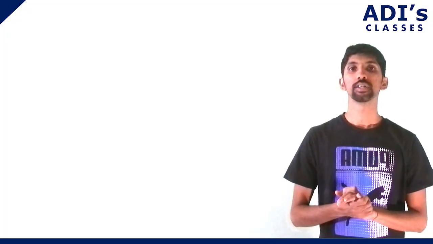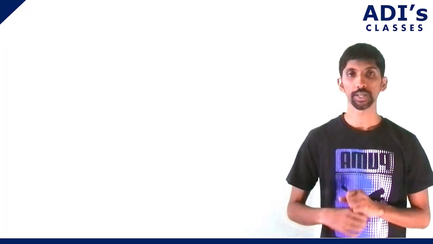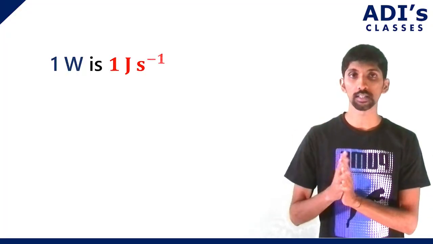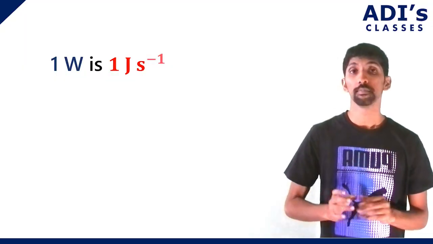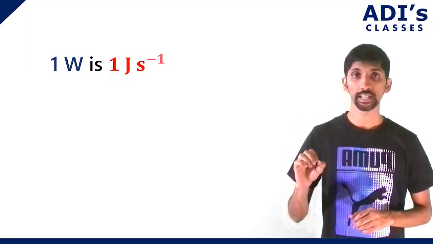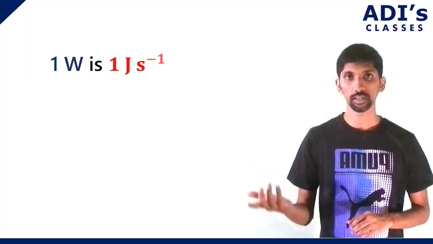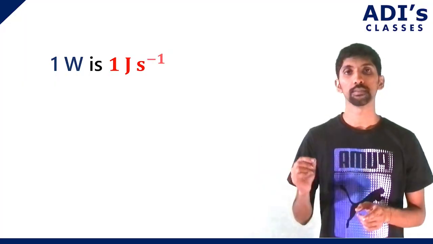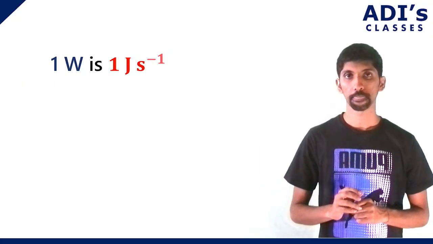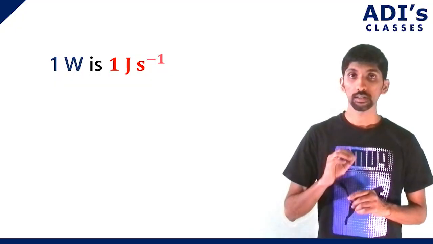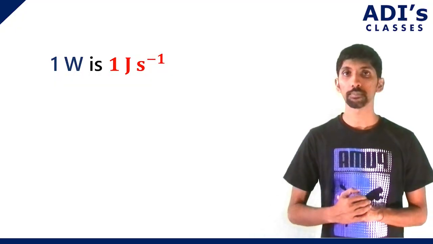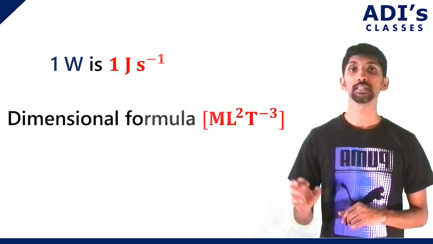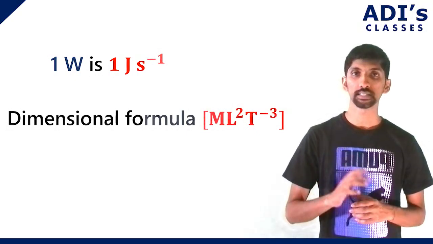The SI unit of power is watt. This 1 watt is nothing but 1 joule per second, meaning if 1 joule of energy is being spent to do work in 1 second, then the power is defined as 1 watt. Here the dimension formula is also important. The dimension formula is ML²T⁻³.